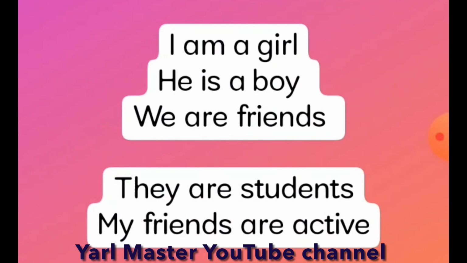So I have given some examples here. I am a girl. He is a boy. We are friends. They are students. My friends are active. I am a girl. He is a boy. We are friends. They are students. My friends are active.